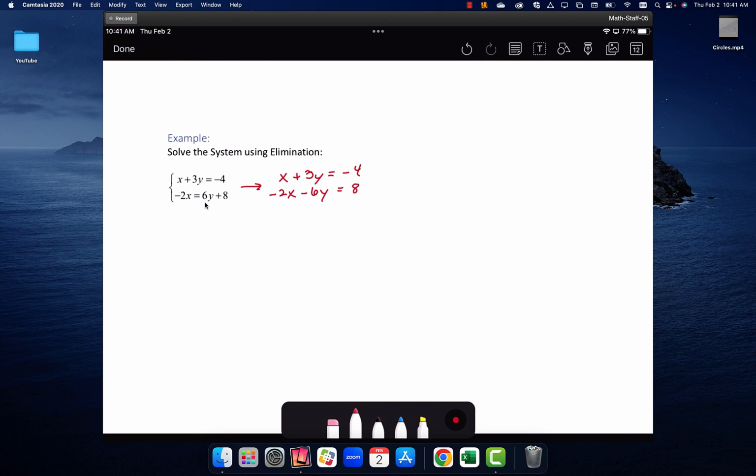And now our goal is to add these equations so that a letter disappears. Right now, we cannot just right away add them. We need to tweak one or potentially both of the equations. And it looks like if I multiply the top by 2, the x's will cancel. So let's multiply the top equation by 2. 2x plus 6y is equal to negative 8. And now we'll just copy the bottom equation as it is. And let's add these two equations. 2x plus negative 2x cancels. 6y plus negative 6y cancels with 0. Negative 8 plus 8 is 0.